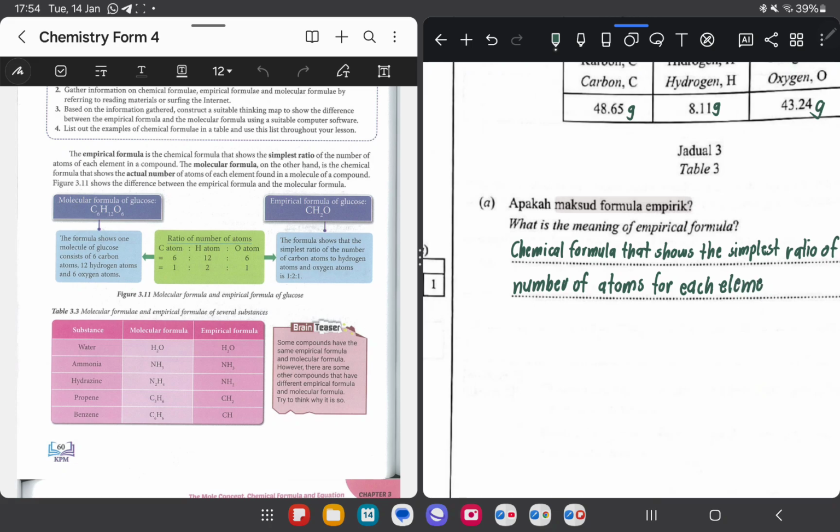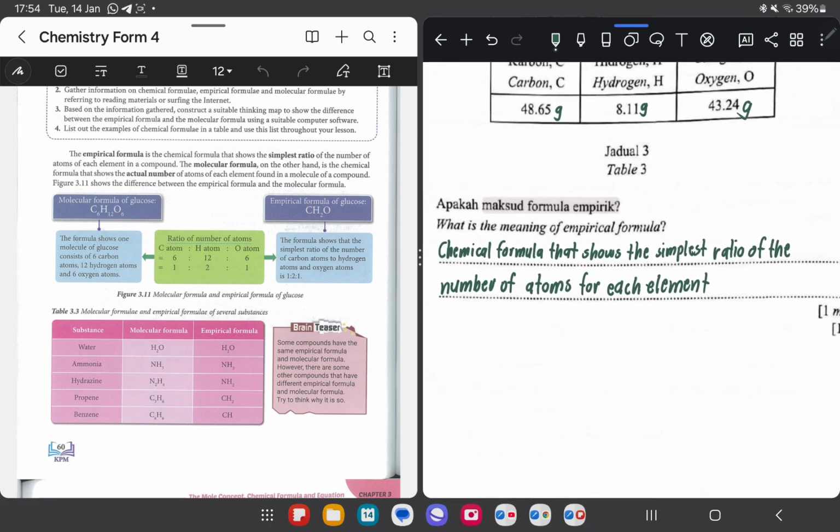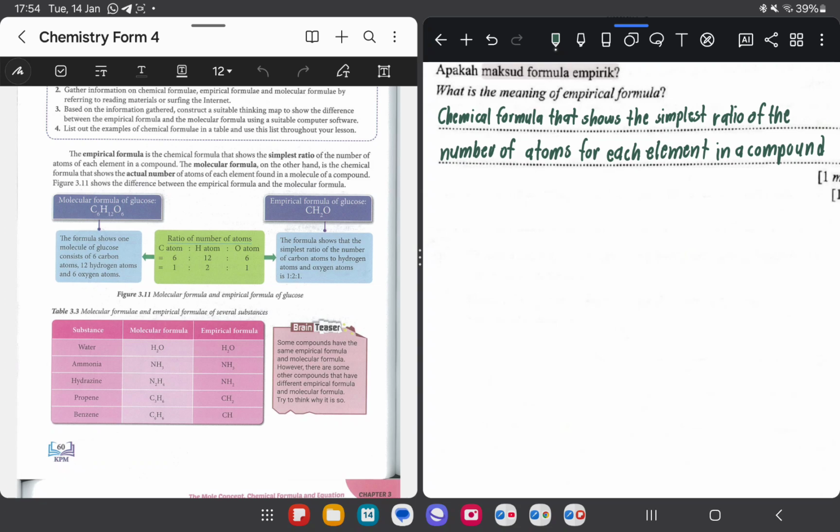Okay, so how to understand this thing? I give you an example. Actually this is a simple thing, but you kena faham betul-betul. In Bahasa Melayu: formula kimia yang menunjukkan nisbah atom teringkas bagi setiap jenis unsur di dalam sesuatu sebatian. Nisbah atom teringkas bagi setiap unsur di dalam sesuatu sebatian. That's the correct way.